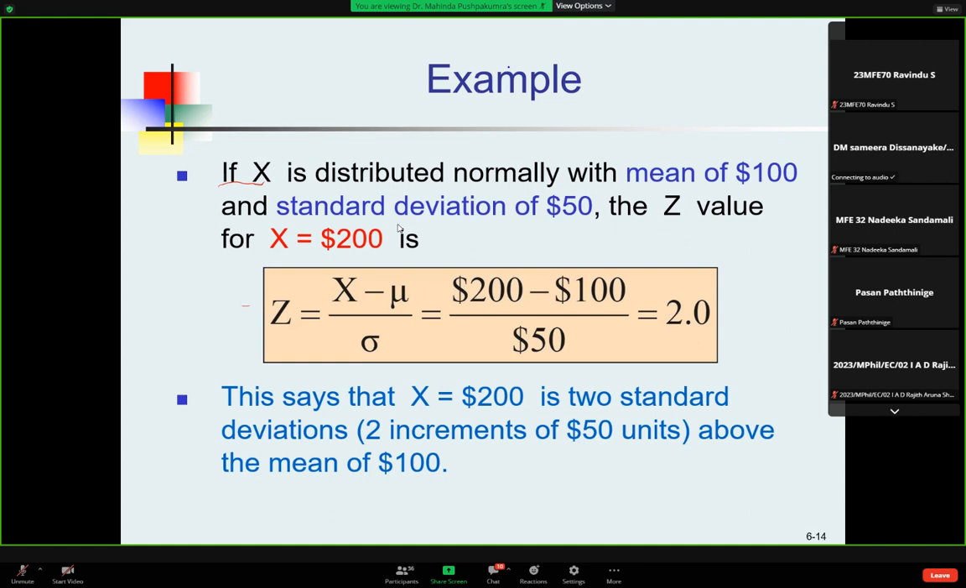Then 200 is above 100, and 100 is the mean. If you add another 100 to the mean, you have 200. That means this difference is 2 standard deviations. What is the standard deviation? 50. Then the 2 standard deviations.